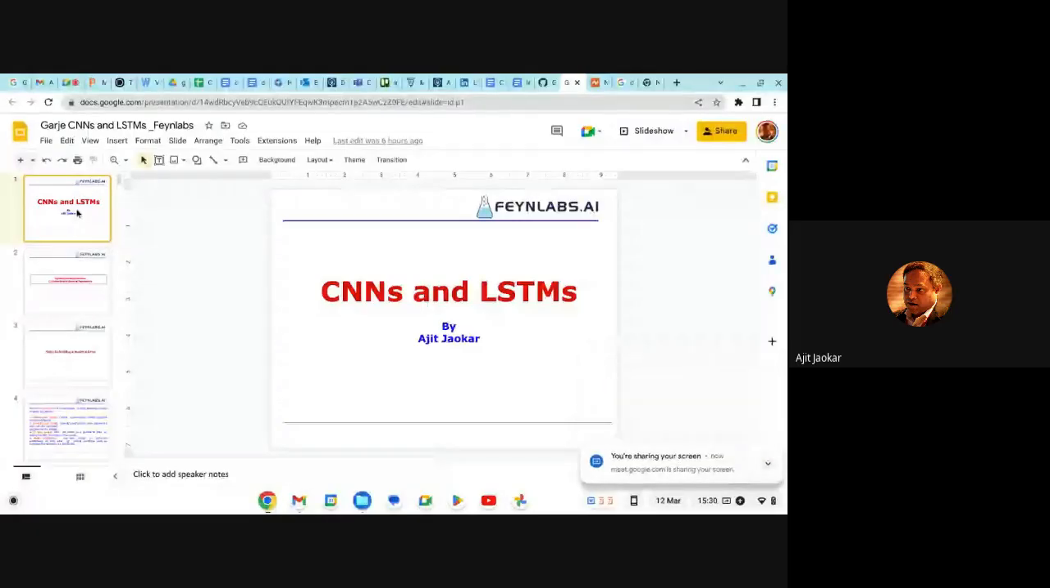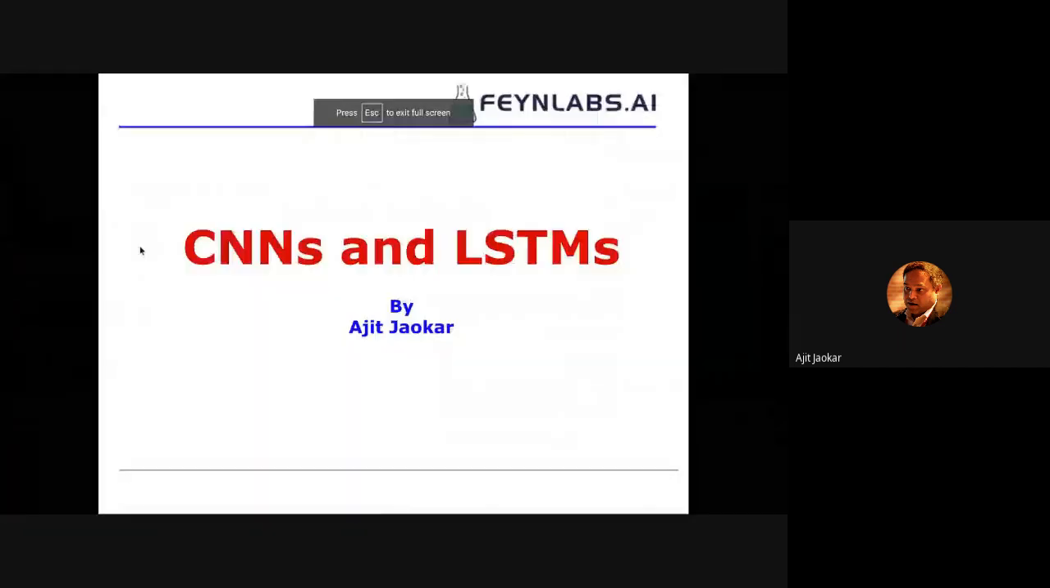So what we saw before was a basic idea of machine learning, correct? And deep learning, we saw what it is. Now we are going to look at some specific deep learning algorithms.